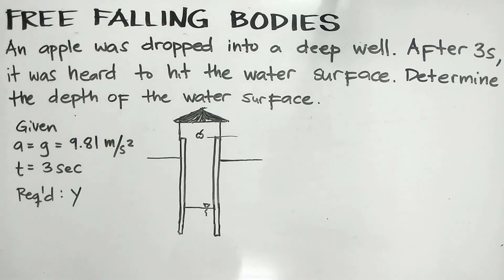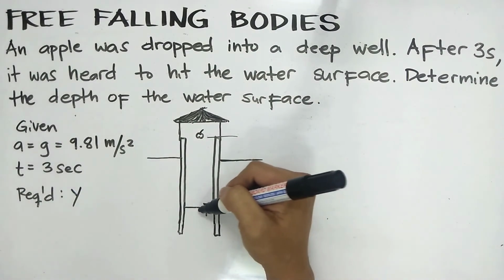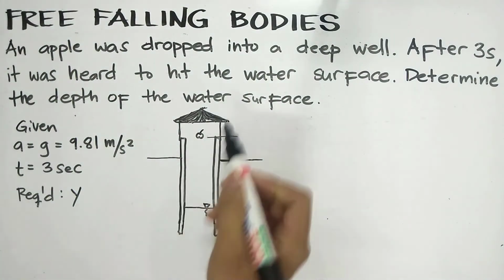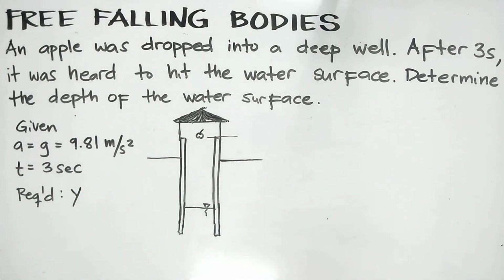Since this is a free-falling body, its acceleration is due to gravity, and that is equal to 9.81 meters per second squared. The time interval from its initial to its final position at the water surface is 3 seconds. We are asked to determine the depth of the water surface.